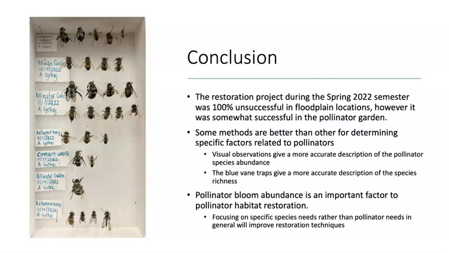Some methods are better than others for determining specific factors related to pollinators. Visual observations give a more accurate description of the pollinator species abundance of an area, and blue vein trap observations give a more accurate description of the species richness of an area. Pollinator bloom abundance is an important factor to pollinator habitat restoration. However, focusing on specific species needs rather than pollinator needs in general will improve restoration techniques. So we should focus on a specific species and their needs rather than pollinator restoration in general.